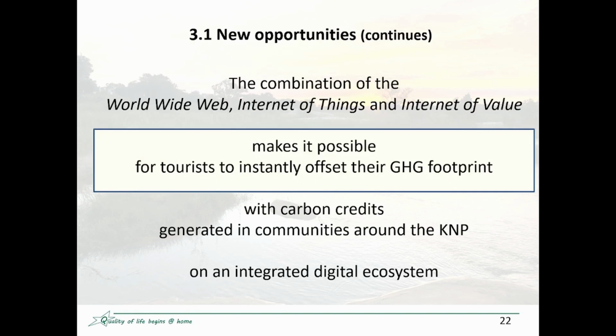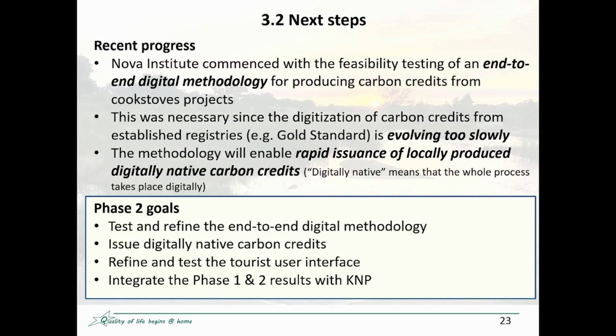So the combination of the World Wide Web, the Internet of Things, and the Internet of Value makes it possible for tourists to instantly offset their greenhouse gas footprint with carbon credits generated in communities around the Kruger Park on an integrated digital ecosystem. This is my last slide.